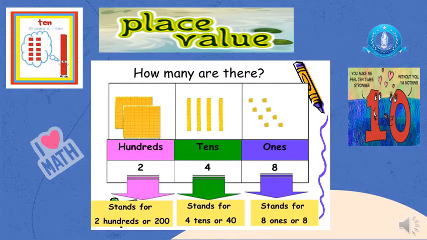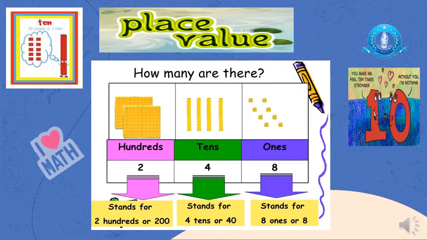Now in this slide we will see how to count ones, tens and hundreds. Look at ones. 1 cube is 1 unit. So how many cubes are here? 1, 2, 3, 4, 5, 6, 7, 8. How many cubes are here? 8. So how many ones are here? 8. 8 stands for 8 ones or 8.